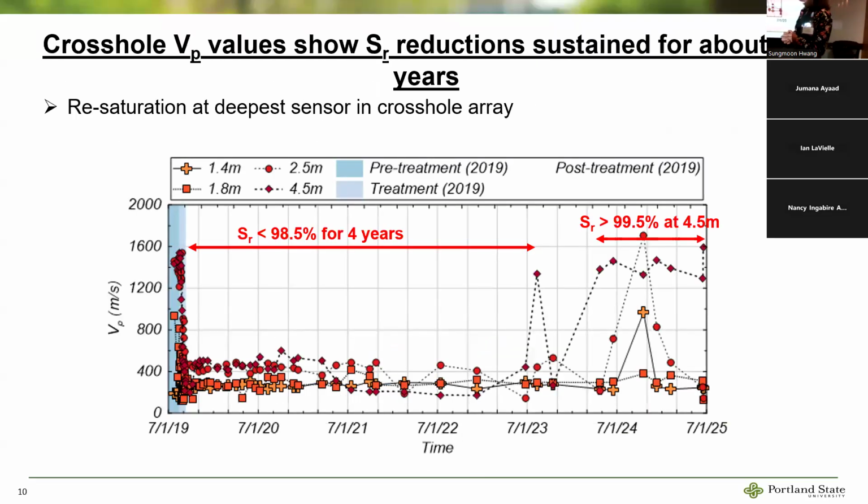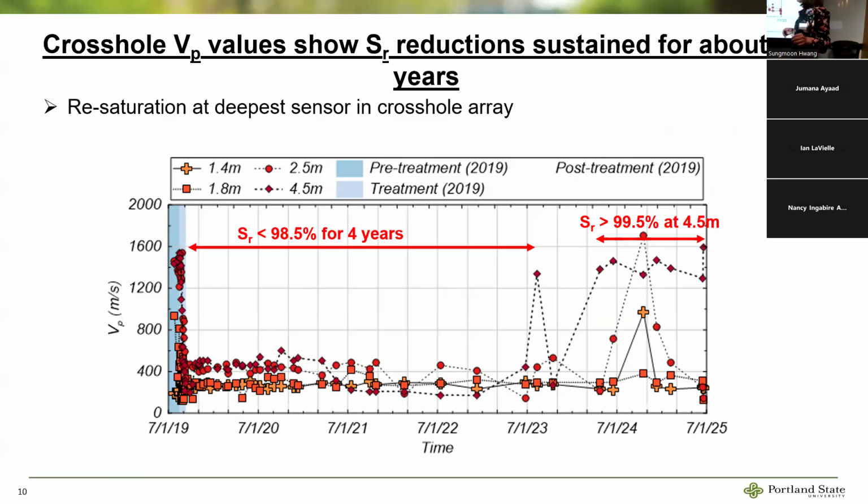And ongoing monitoring at the Sunderland site, we can start from way back here. Before treatment started in 2019, we see high pressure wave velocity values at all 4 depths in the cross-hole array. We see a drop during treatment that we can relate to the treatment. And then that drop in pressure wave velocity sustained at the site for about 4.5 years until about last September.